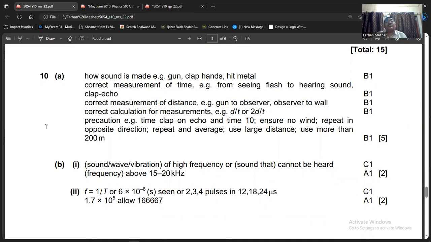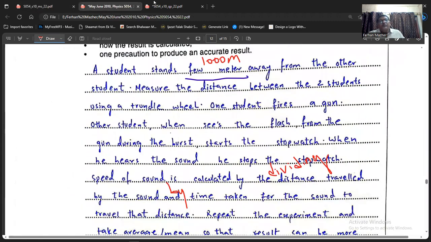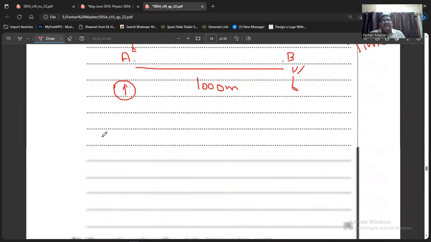Correct measurement of distance, for example gun to observer, observer to wall. Correct calculation for measurement. And precautions, for example time clap or echo, and time 10. Ensure no wind. Repeat in opposite direction. Repeat and average. Use large distance. Use more than 200 meters. So I hope you will be able to write this answer.